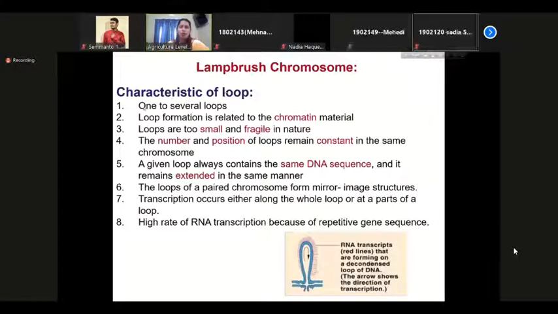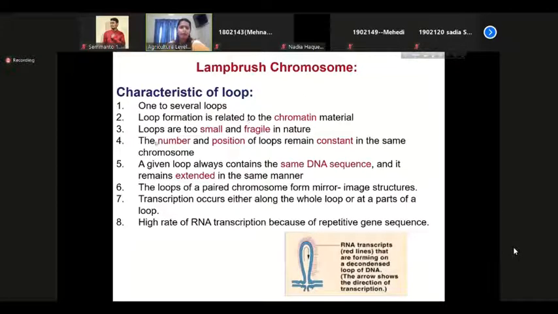Characteristics of loops. The number of loops varies. It depends on the chromatin material. If the chromosome has a huge amount of chromatin material, it can produce many loops. If it has a small amount, it can produce a small number of loops. It depends on how much genetic information exists in the chromosome. Loops are small and fragile in nature. They are very small, but you can see them with a very high power microscope. And they are fragile. They cannot persist for a long time. They are synthesized and then they disappear again.